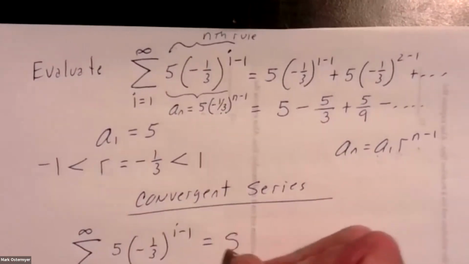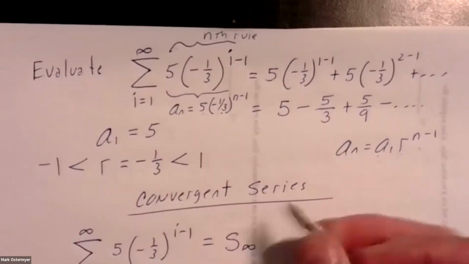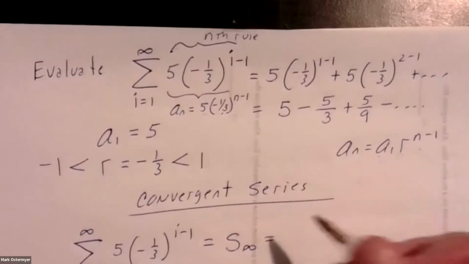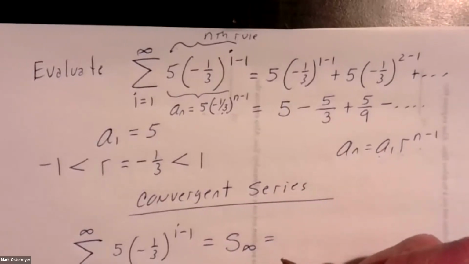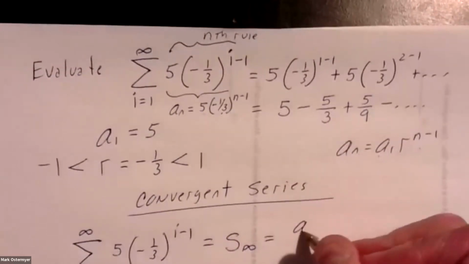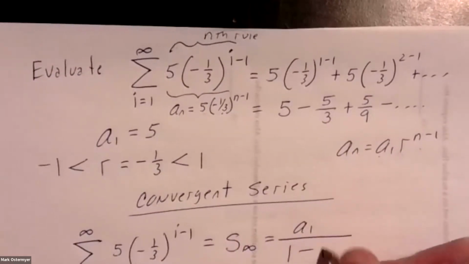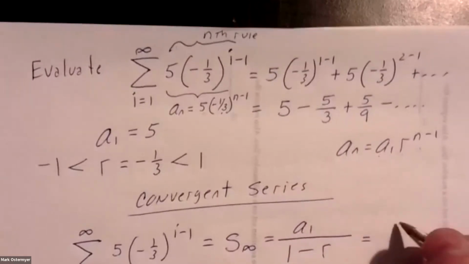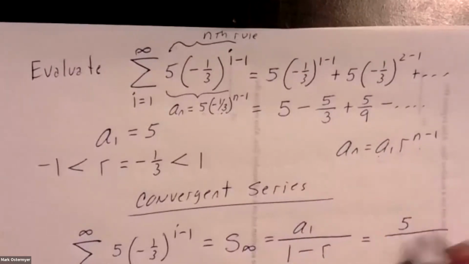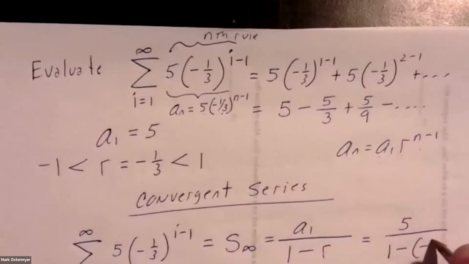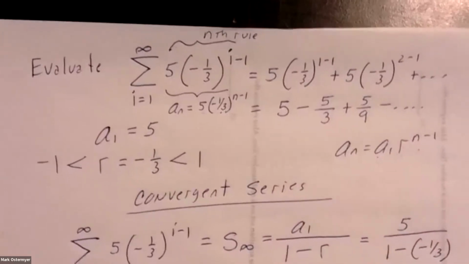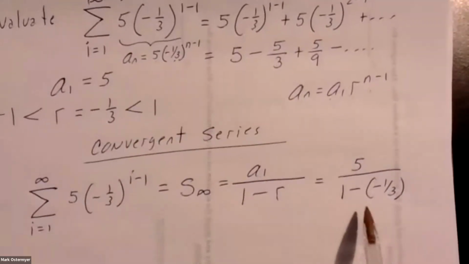This has got to be equal to our infinite sum, which is equal to the first term divided by 1 minus r. Our first term is 5, and the common ratio is negative 1/3. All we have to do is crank this out and we have our infinite sum.